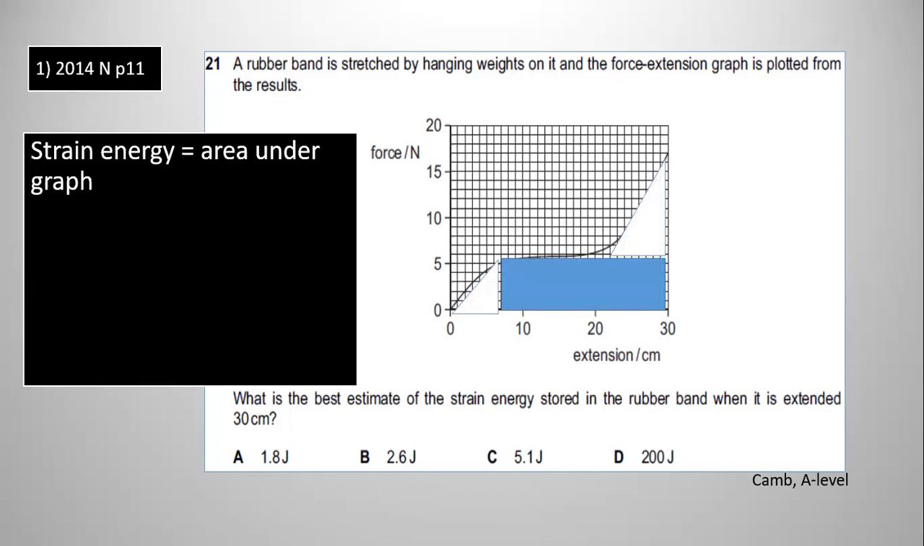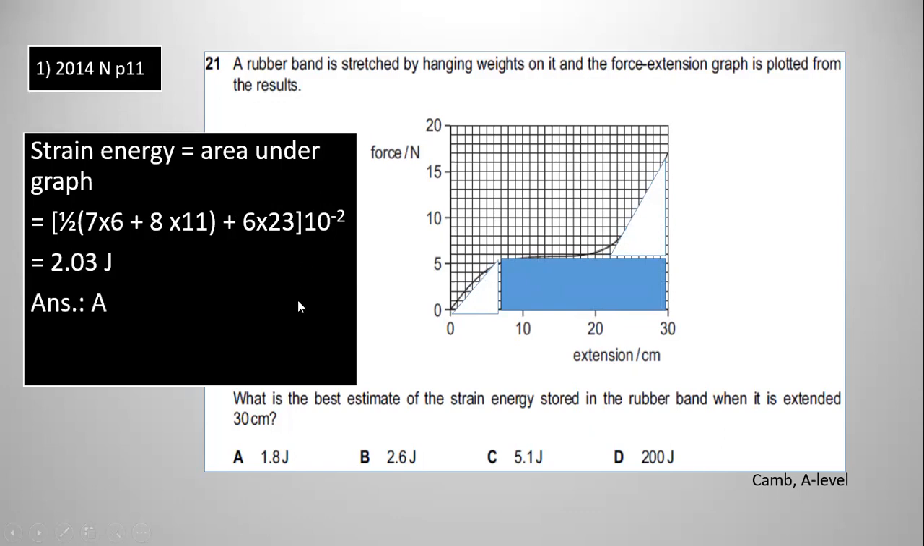Strain energy equals the area under the graph. Objective, you don't have to be so particular. You just estimate, and the options are quite far apart. So the area of this triangle, which is this one, and then the area of this rectangle, which is that one there. And remember this is in cm, so we have to convert it to meters. Use your calculator. So the best answer is close to this one. We overestimate.